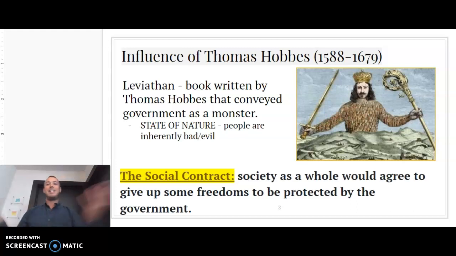That's the idea of the social contract. It is a contract. Someone gets something for something else. So we get protection from the government by giving up certain rights. All right, let's keep on rolling.